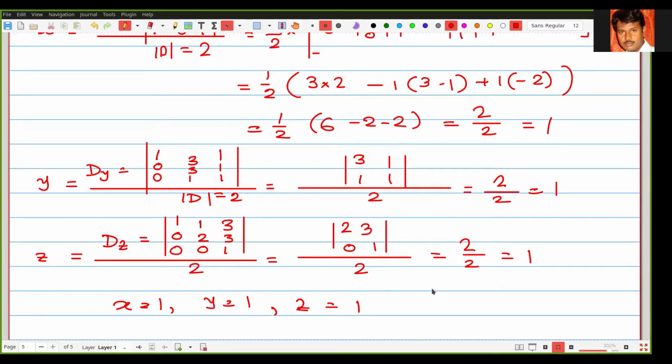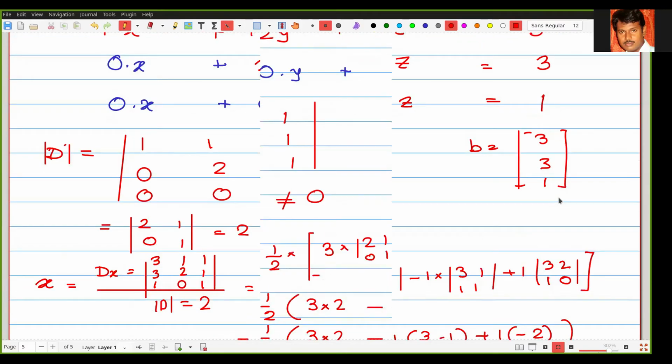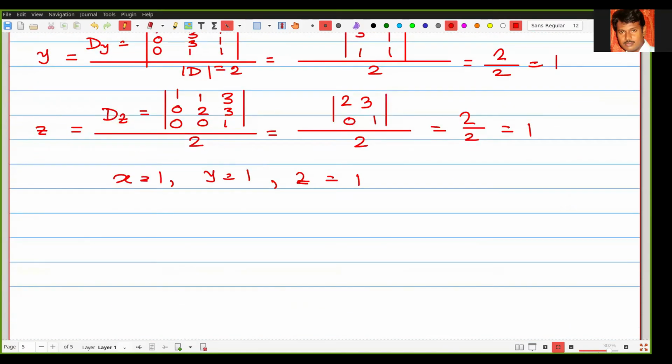Let's check, is that right or wrong? Put the value of x as 1 here, y as 1 here, z as 1 here, the result is 3. Same as if y is 1, then 2 into 1 is equal to 2, plus 1 is equal to 3. So the values of x, y, z are 1, 1 and 1.